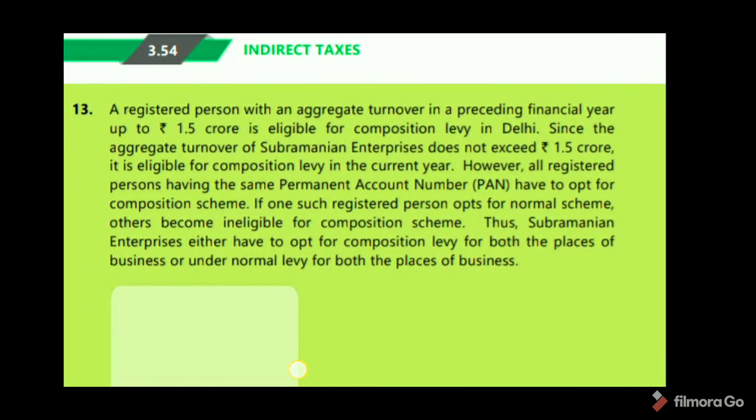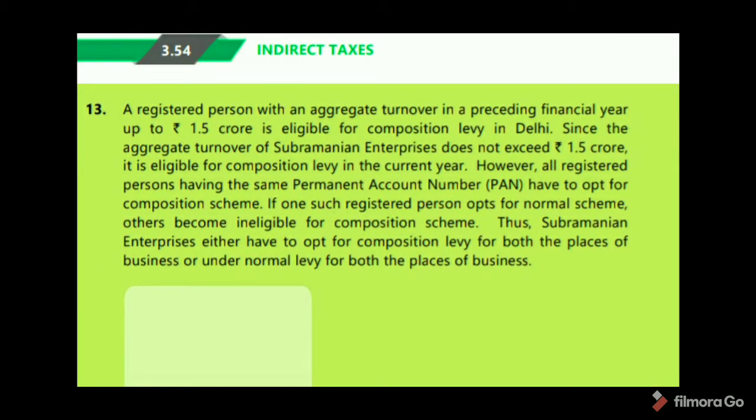A registered person with an aggregate turnover in the preceding financial year of up to 1.5 crore is eligible for composition levy in Delhi. Since the aggregate turnover of Subramanian Enterprises does not exceed 1.5 crore, it is eligible for composition in the current year. However, all registered persons having the same PAN have to opt for the composition scheme. If one such registered person opts for the normal scheme, the others become ineligible for the composition scheme. So Subramanian Enterprises either has to opt for composition for both places of business or normal levy for both places of business.